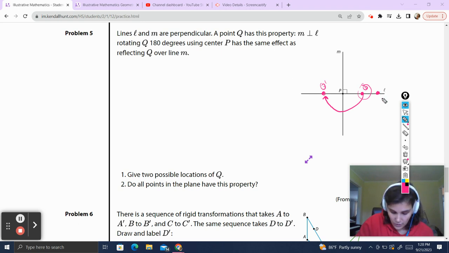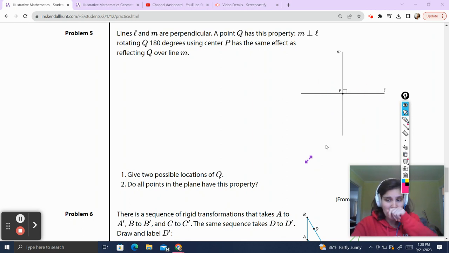Now, will this work for all points in the plane? Well, when we first did it, we saw it didn't work for a point over here, and it didn't work for a point on M. But what we can see is that it does work for points on L, because when you reflect over M, and then rotate 180 degrees, we end up in the same spot. So it's not all points on the plane that this works for, but it does work for all points on L. All right, pause if you need to go back over this, or think about it for a second as I move on to the next question.